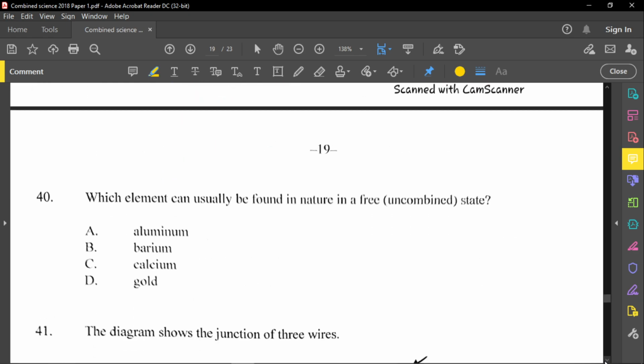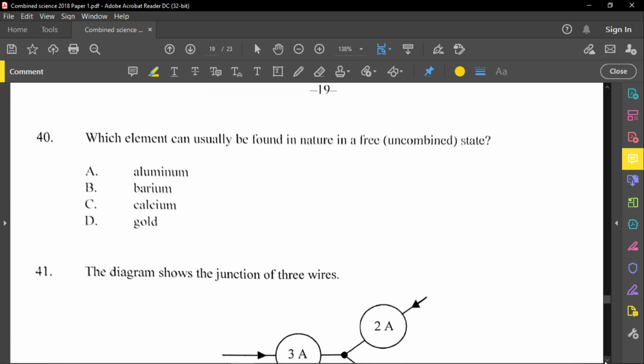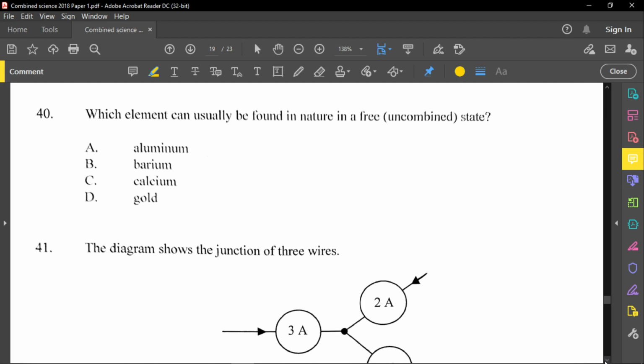All right, so 40. Which element can usually be found in nature in a free uncombined state? And this, you see, aluminum is there. We have barium, we have calcium, and we have gold. And so gold is not as reactive as the others. So therefore, gold will be more likely in a pure uncombined state, because aluminum could oxidize, right? And the others are really reactive substances, okay?